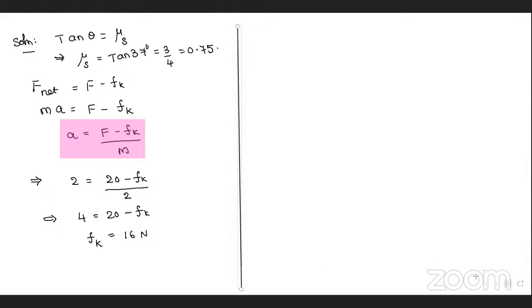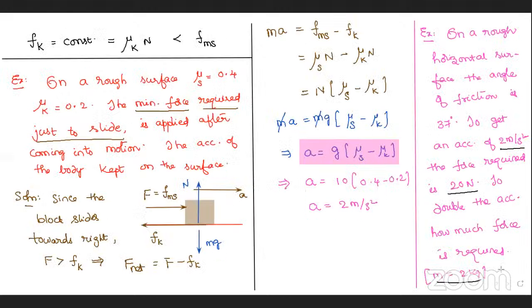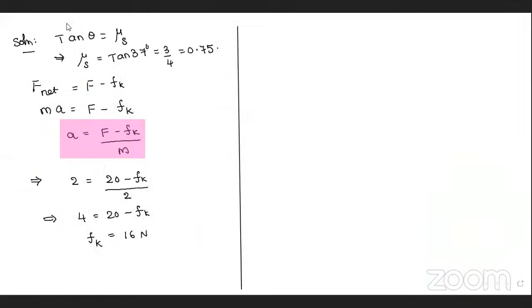And here, to double the acceleration, the second time he gave: now the acceleration is 2 times the initial acceleration. That is 4. If a is equal to 4, then F is equal to how much, he asked. To double the acceleration, the previous acceleration 2, double means 4. What is the F?